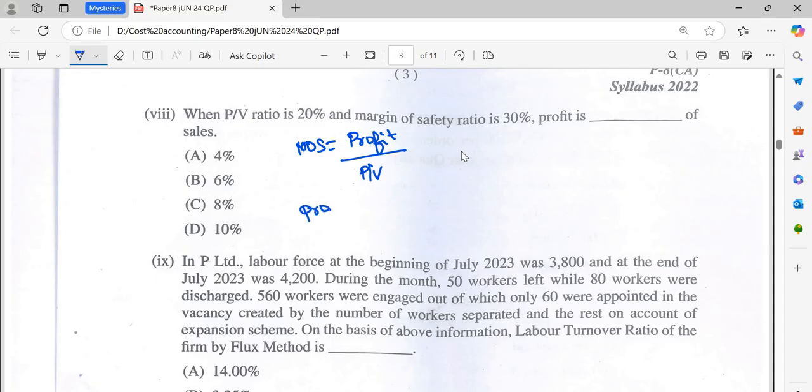So profit is equal to margin of safety into PV ratio, right? My margin of safety is 30% into a PV ratio of 20%. So 30 into 20% is 6%. My profit will be 6% on sales. So option B will be the right answer.